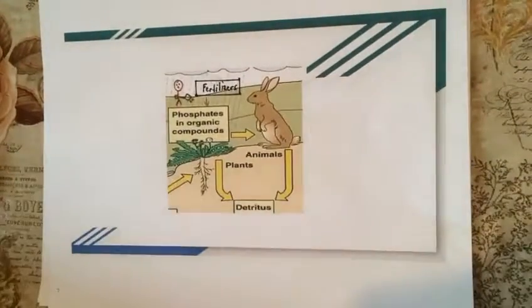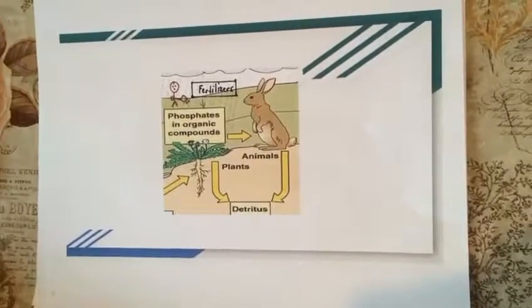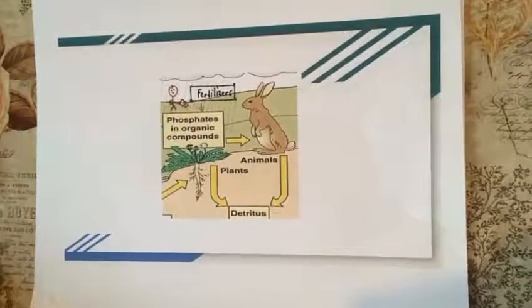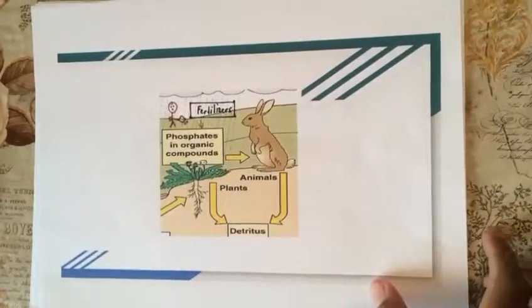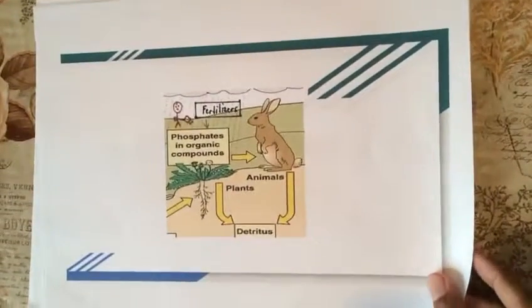The phosphates from fertilizers that enter waterways in high concentration cause algal blooms, which, when they die and decay, lead to eutrophication of fresh water.